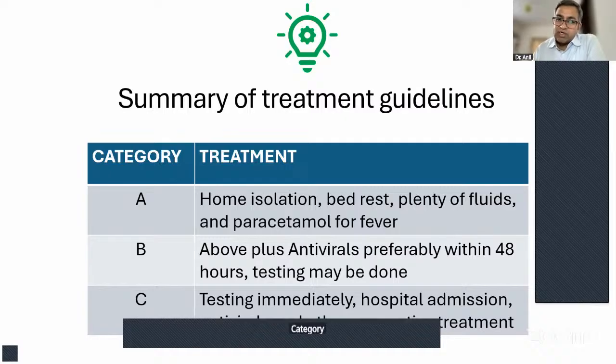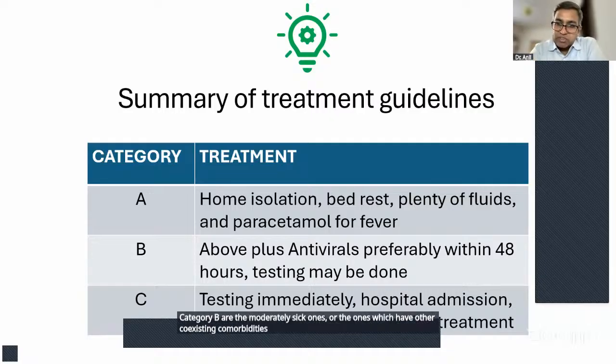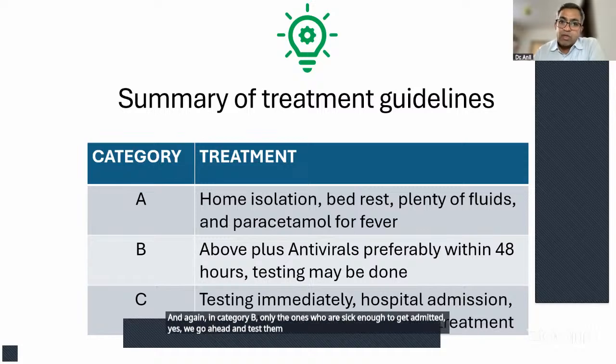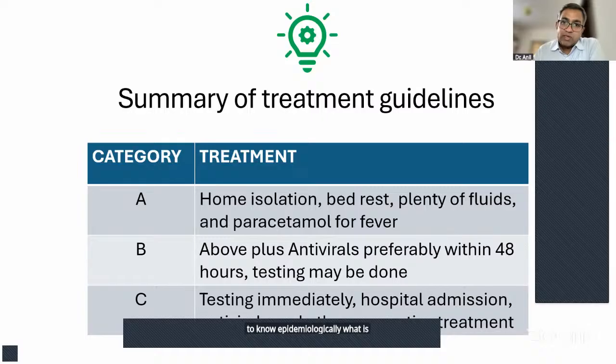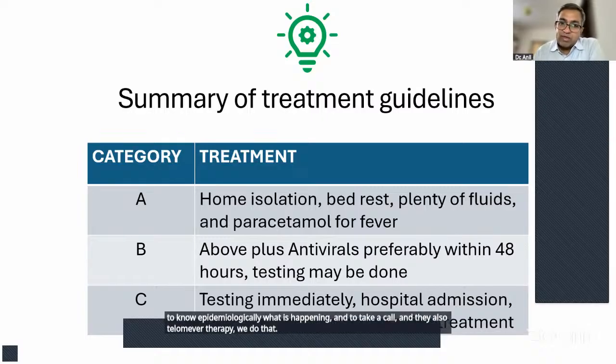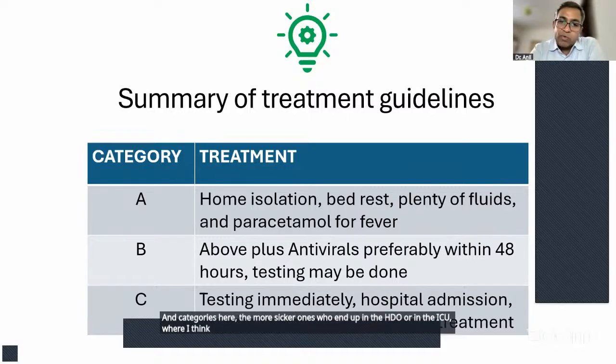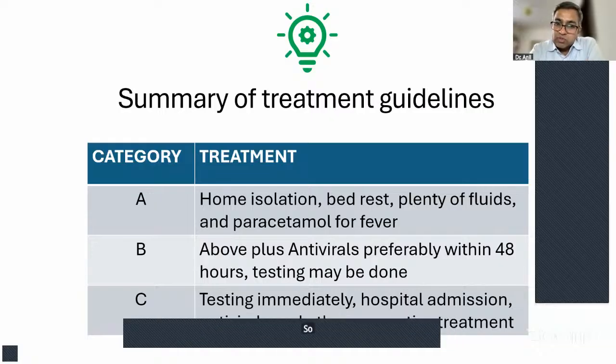Category B are the moderately sick ones or the ones who have other coexisting comorbidities. In such situations, I think this is where the role of oseltamivir comes in. We will have to go ahead and start them on oseltamivir even empirically. And again, in category B, only the ones who are sick enough to get admitted, yes, we go ahead and test them with a swab to know epidemiologically what is happening and to take a call on the oseltamivir therapy. We do that. And category C are the more sicker ones who end up in the HDU or in the ICU, where I think universally we are going ahead and testing them just to be sure of the diagnosis that we are not missing anything else. So the testing is also very much required, and also empirical therapy with oseltamivir is required in category C.